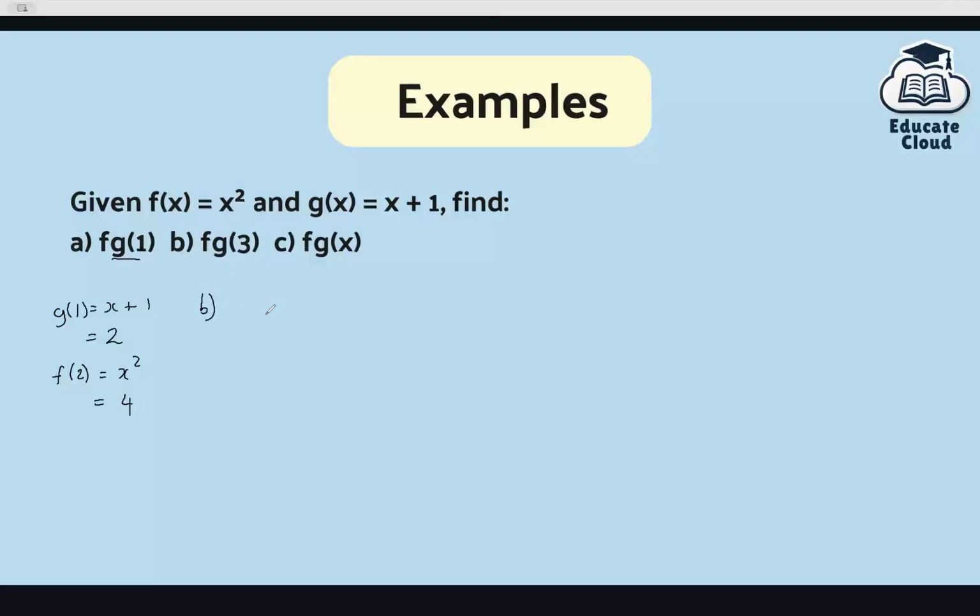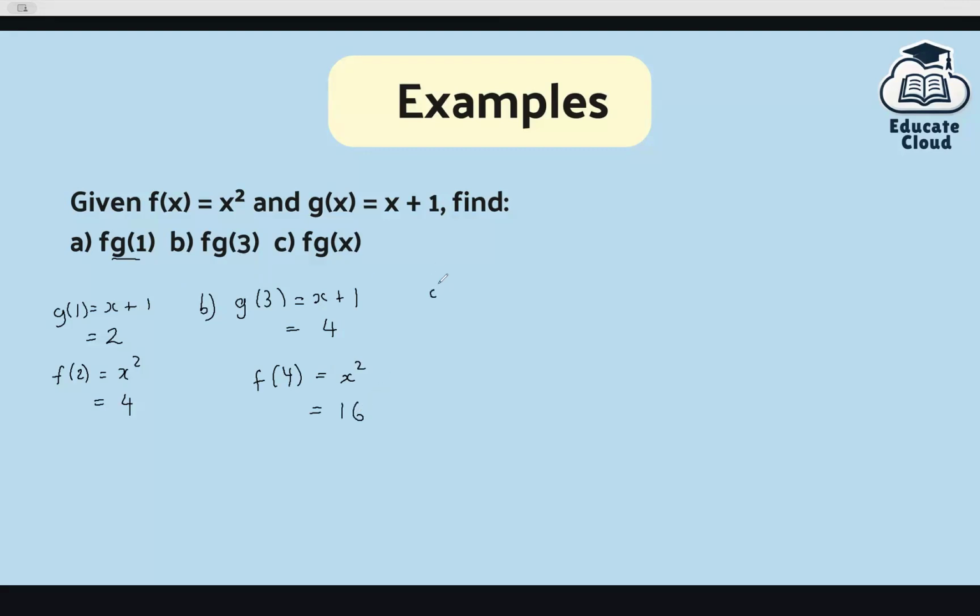Now let's have a go at B. So here we're going to put 3 into g of x. So we're going to do g of 3, which is 4, because it's 3 plus 1. And then we're going to do f of 4. So f of 4 is 4 squared, which is 16.